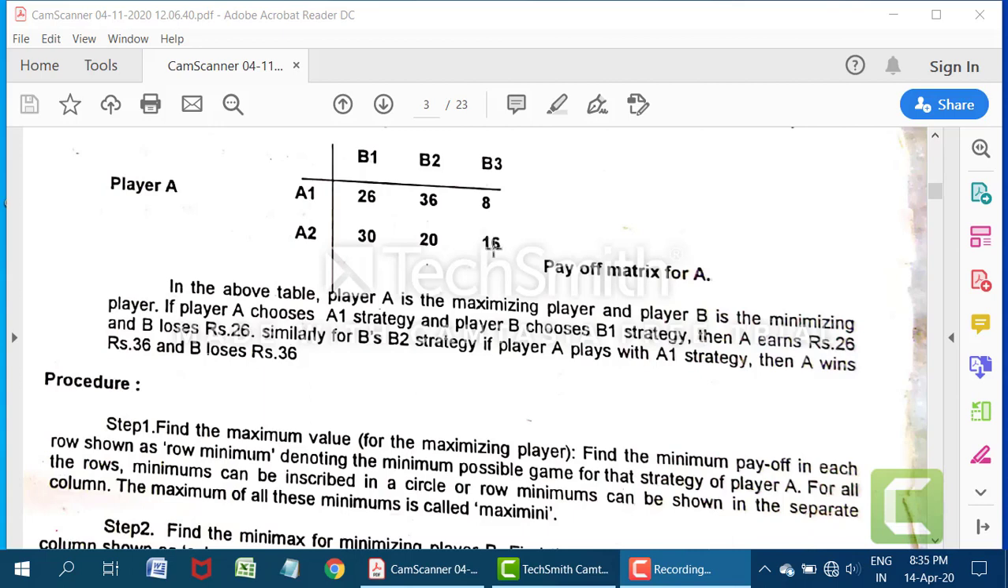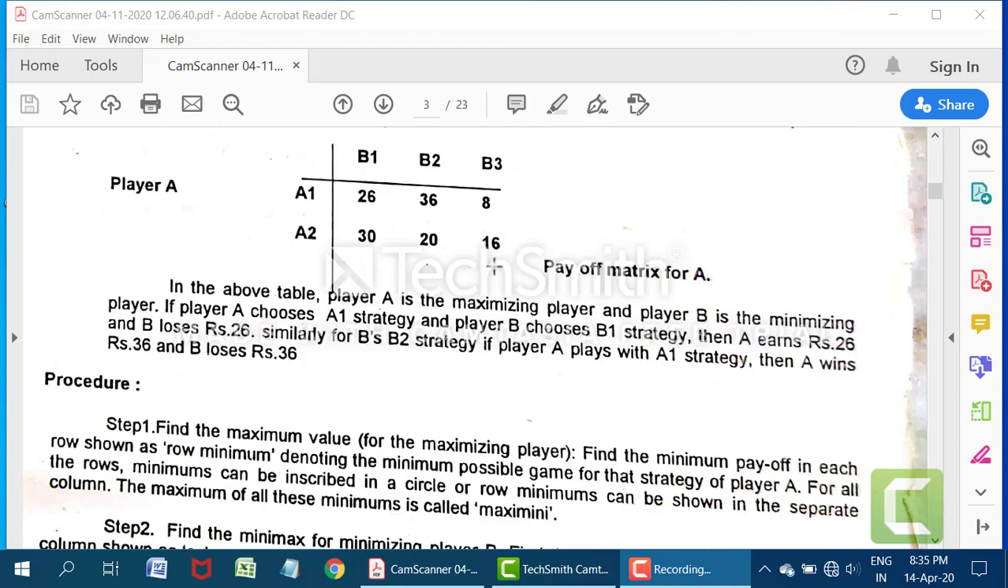The corresponding strategy of player A is A2, and the corresponding strategy of player B is B3. This particular point is called the saddle point. So what is the best pure strategy for player A? A2. Player A should always play one best strategy, that is A2. For B, the best strategy is B3.